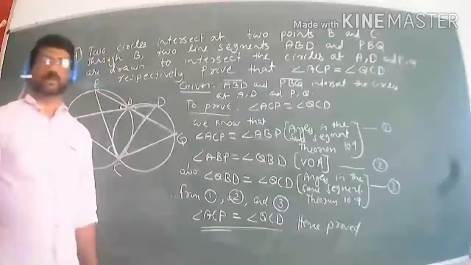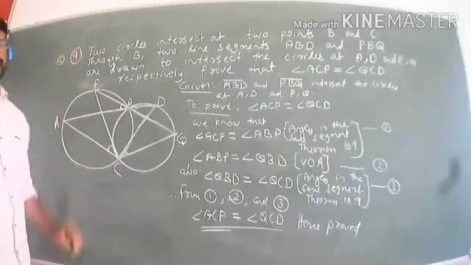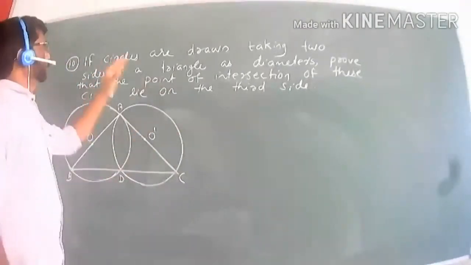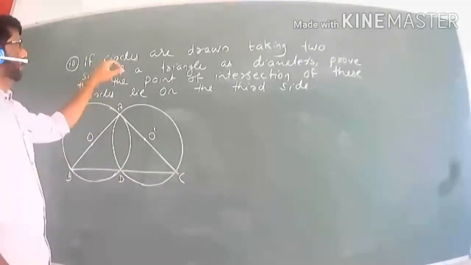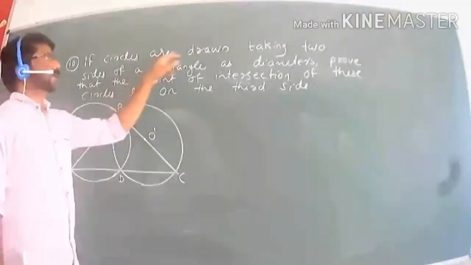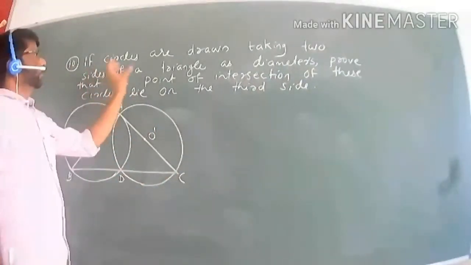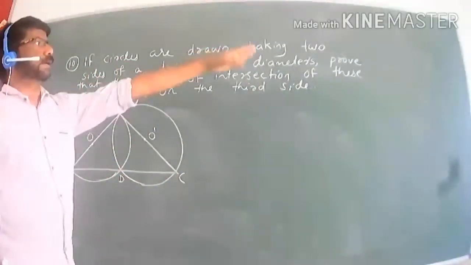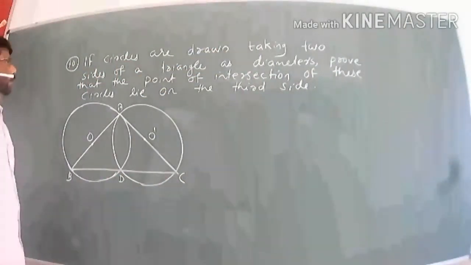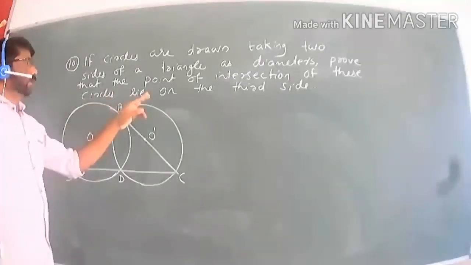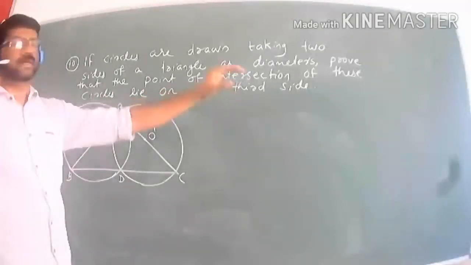So this is a solution of question number 9. Now question number 10. Now what is given in question number 10? Here it is given, if circles are drawn taking two sides of a triangle as diameters, prove that the point of intersection of these circles lie on the third side.